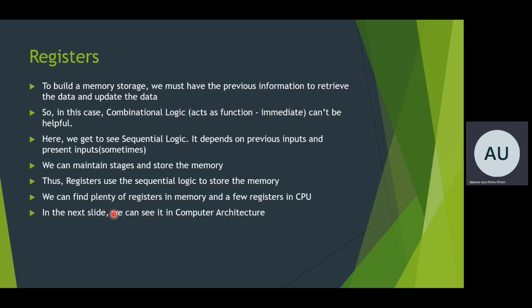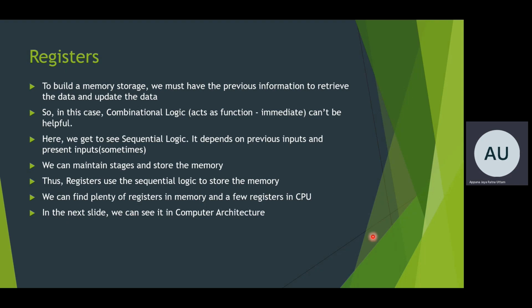Registers. To build a memory storage, we must have the previous information to retrieve the data and update the data. If you want to retrieve the previous data, we should bring it out from the registers. Combinational logic can't help here because combinational logic acts as a function, an immediate action. So we come to sequential logic. It depends upon the previous inputs and also the present inputs. Sometimes the present inputs can be altered, so we can maintain states and store the memory. Thus, registers use sequential logic to store the memory. We can find plenty of registers in the memory and very few registers in the CPU.